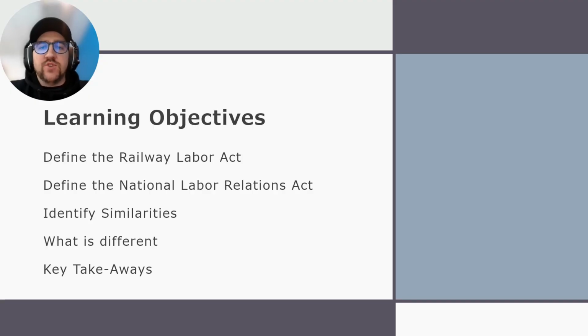We have 5 main objectives today. To start, we will define the Railway Labor Act and the National Labor Relations Act. Then we will discuss what is similar and what is different. And finally, we'll leave off with a couple of key takeaways.